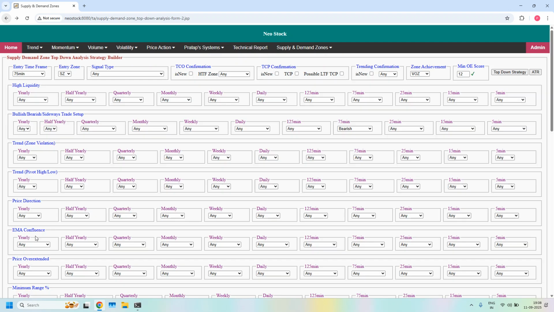Let's verify in that stock any weekly supply zone, not daily, weekly. Weekly trend is down. So I'm checking weekly supply zone having weekly EMA, and also the trend on the weekly should not be sideways. It should be downtrend because it is bearish trade setup. This is pivot trend, sorry. We have to use zone violation trend. Downtrend because it is bearish trade setup.